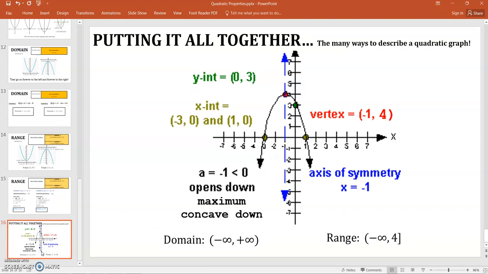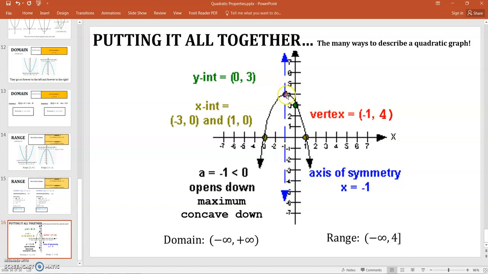So last but not least, we just want to put together all the different characteristics that we're talking about, because you're going to go ahead now and fill out a characteristics chart that asks you for the vertex, that asks you for the axis of symmetry. How is it opening, up or down? What's the domain and the range? So we just want to kind of put it all together to make sure that we're all on the same page. So first up, our vertex is negative 1, 4, which is right here.